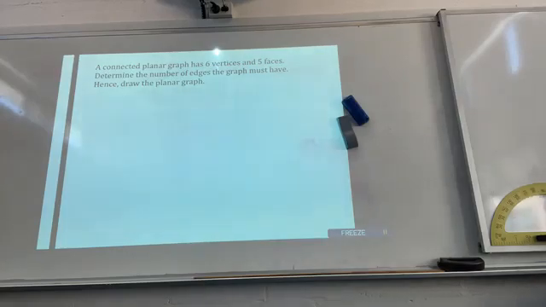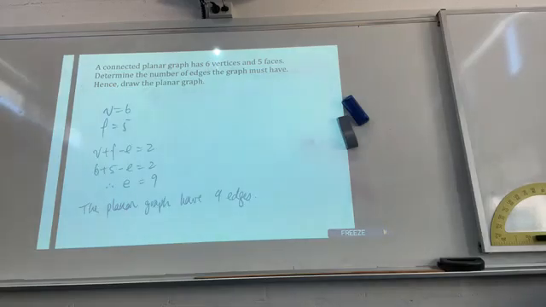Now, with a question like this, identify the V and the F. And then write down V plus F equals 2. Substitute V and F and then calculate E. And then always state that the planar graph has 9 edges. Answer the question. Alright, always answer the question.